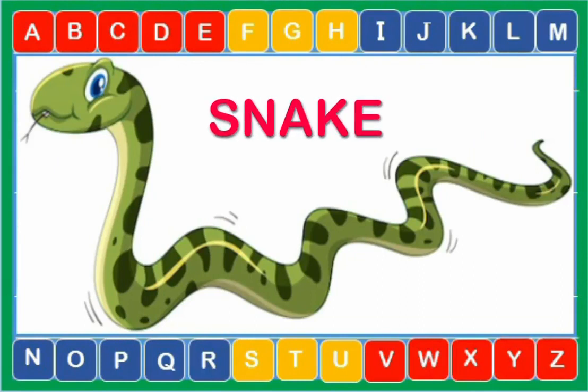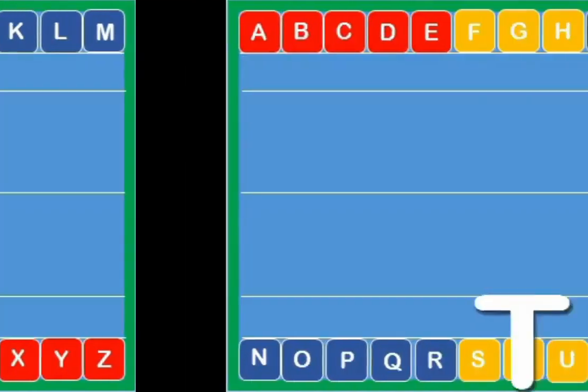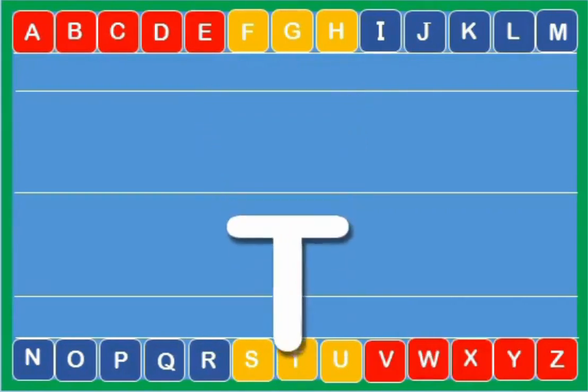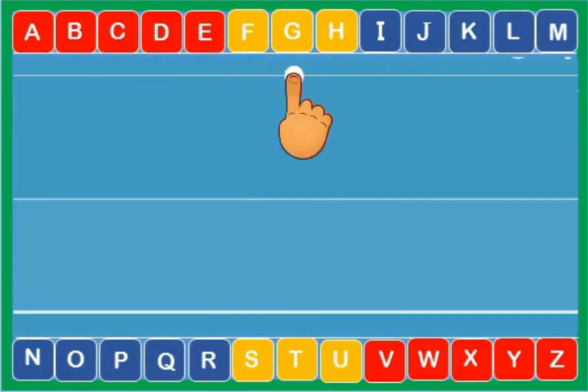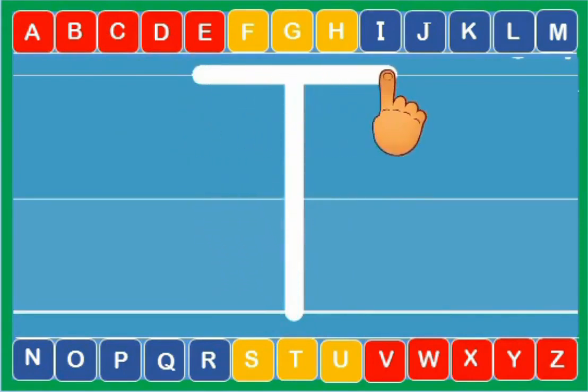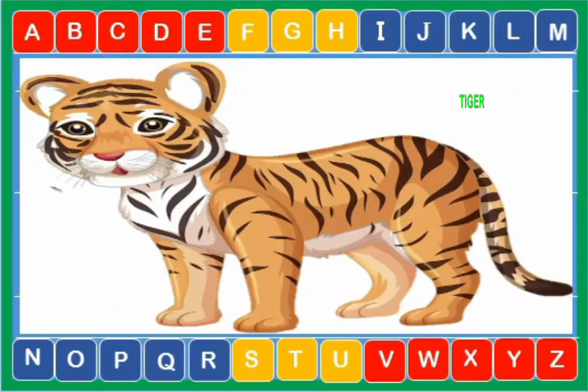Next is letter T. A stroke down and upper dash. T for tiger.